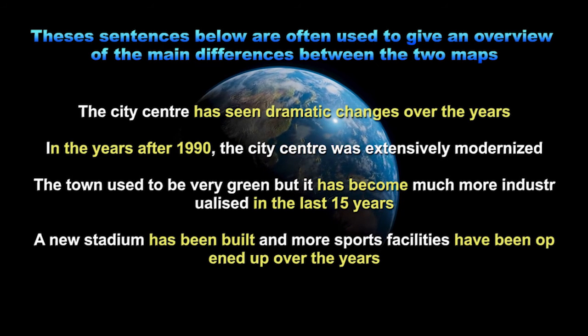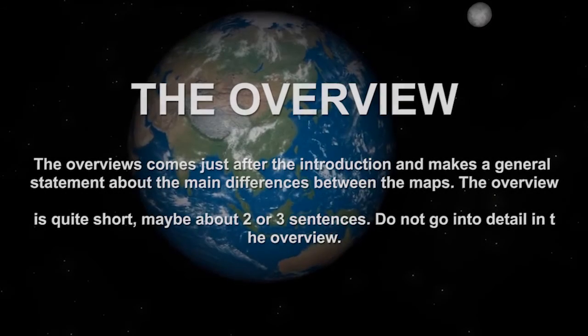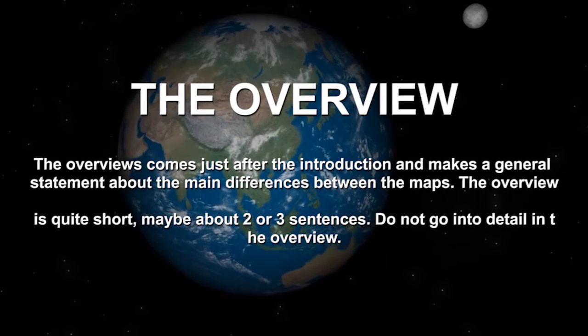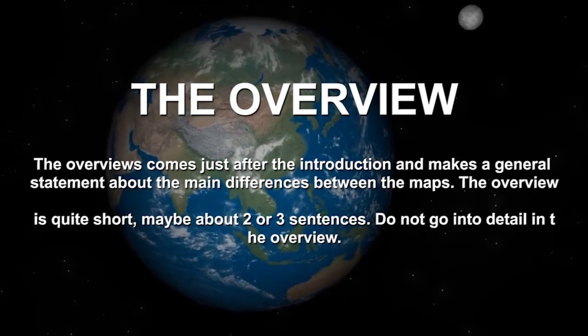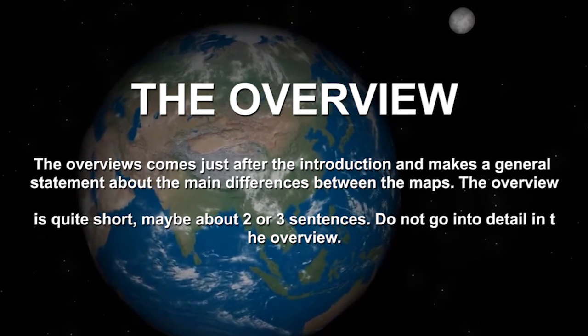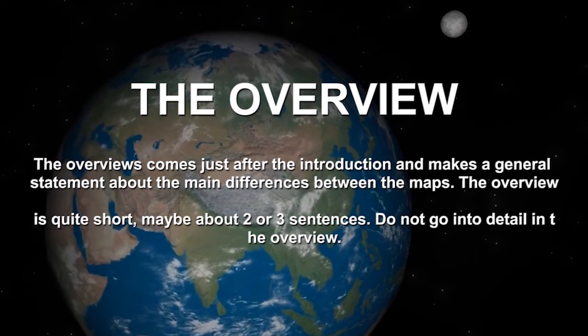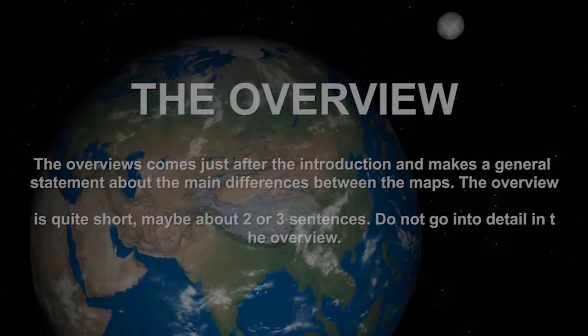The town used to be very green, but it has become much more industrialized in the last 15 years. A new stadium has been built and more sport facilities have been opened up over the years. The overview. The overview comes just after the introduction and makes a general statement about the main difference between the maps. The overview is quite short, maybe about 2 or 3 sentences. Do not go into detail in the overview.